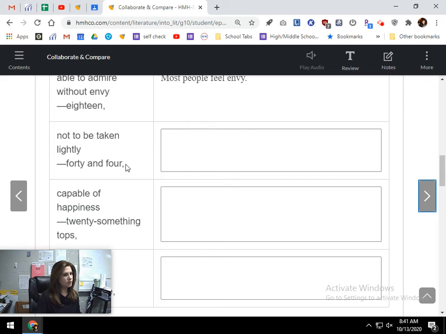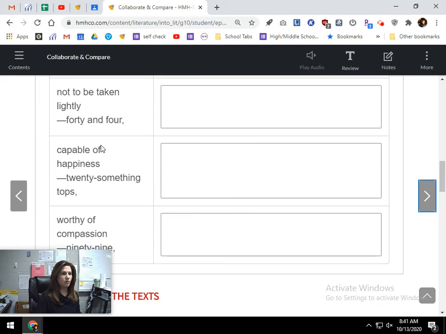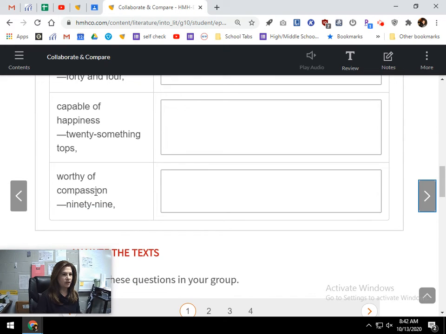40 and 4, which means 44. So, what is she trying to say there? Capable of happiness, 20 something tops. What is she saying there? Worthy of compassion, 99. This message kind of doesn't really contradict, but it's a shift in the messaging. A lot of the messaging is kind of negative in a way, a negative tone. And then when we get here, the tone shifts.